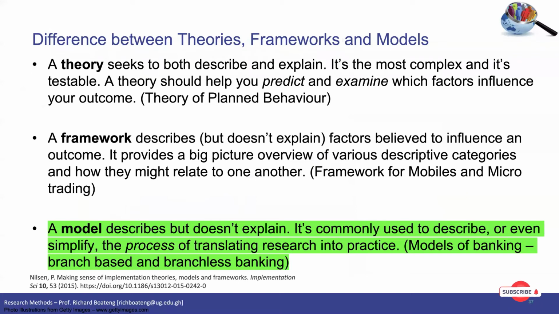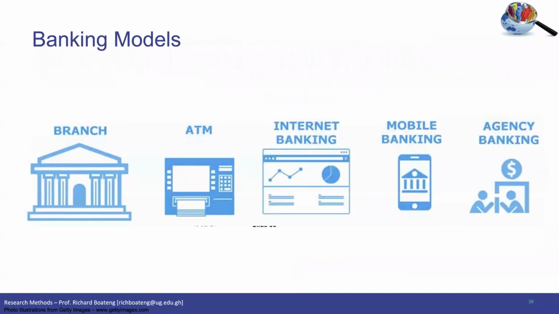Then the last one has to do with a model. A model doesn't explain, it just describes. It's a common project you use to describe. And finance people like doing this a lot. Models of banking, then they just come: branch-based banking, ATM banking, internet banking, mobile banking, agency banking. There's nothing linking them. Okay, so there's no theory in it, just like that. And they can be used for analysis.